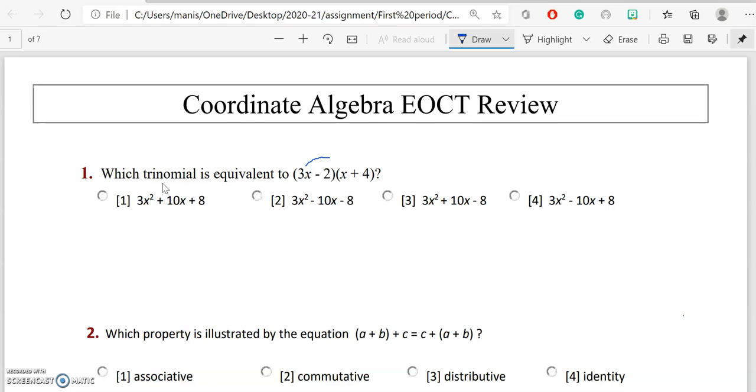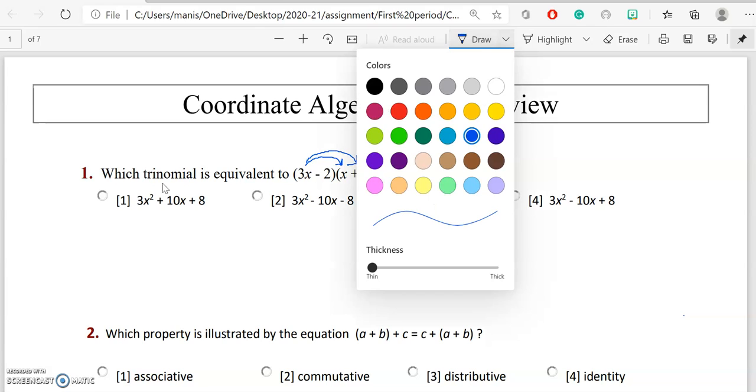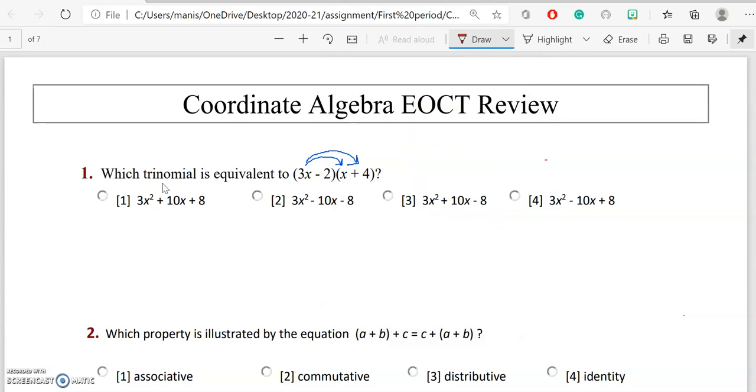I will multiply my 3x with this x, and then I will multiply my 3x with this 4 over here. Along with this, I will multiply my negative 2 with x, and I will multiply it by 4. This is telling me that I'm multiplying this whole parenthesis by the second one. So it will look like this: 3x times (x + 4). Why? If you can see 3x, I'm multiplying it with both of them over here.